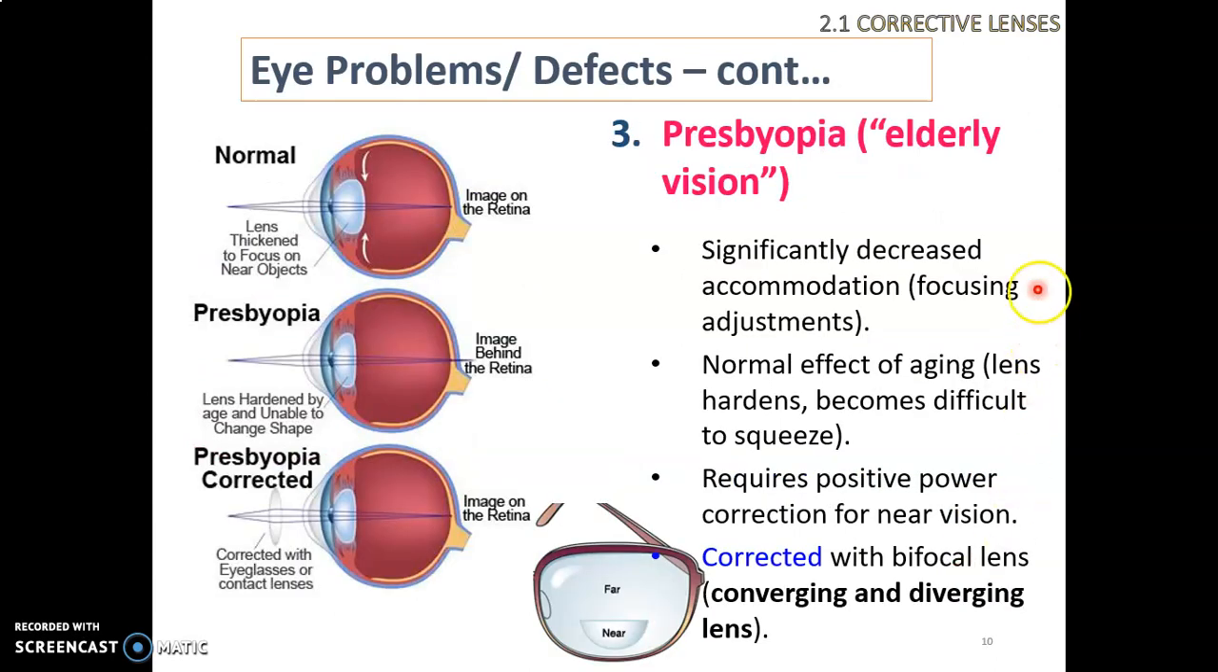So this is presbyopia, also known as old-age vision. This is due to the ageing effect. The lens becomes hardened and it is difficult to squeeze, and it disturbs the focusing adjustment of the normal eye. So it requires two types of lens, converging and diverging. This is an example of the eyeglasses or spectacles that a presbyopia patient will use. It has a near part using the converging lens, and a far part using the diverging lens.